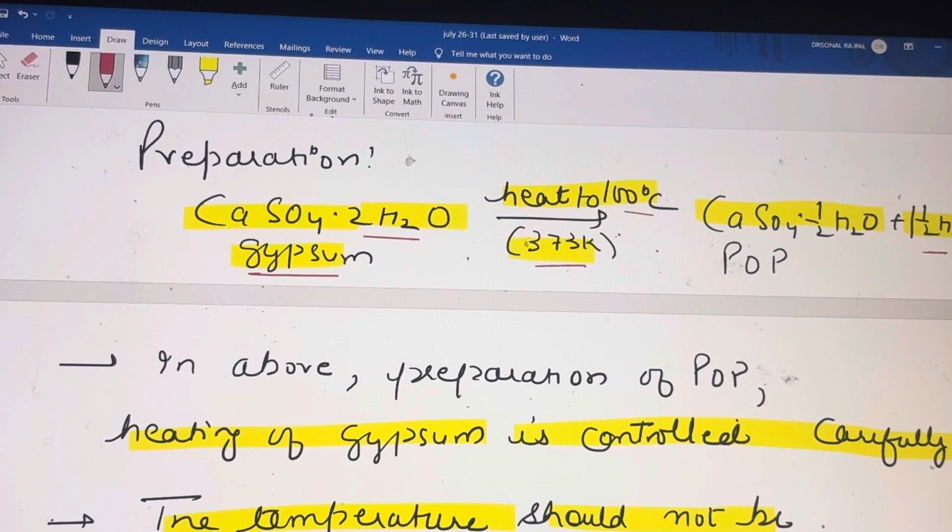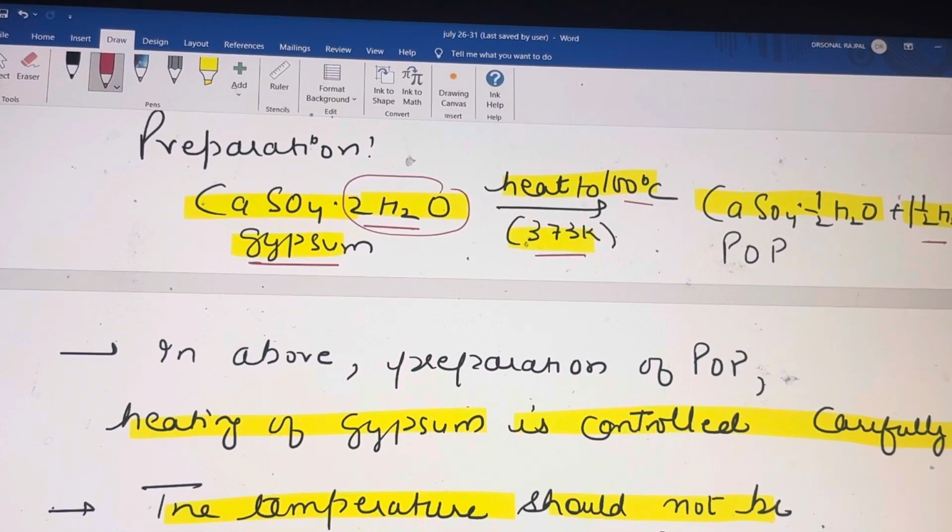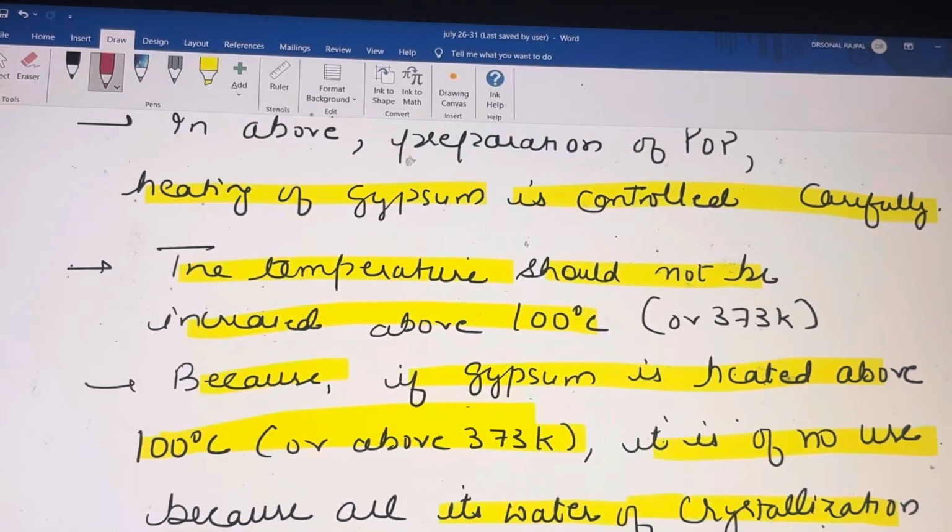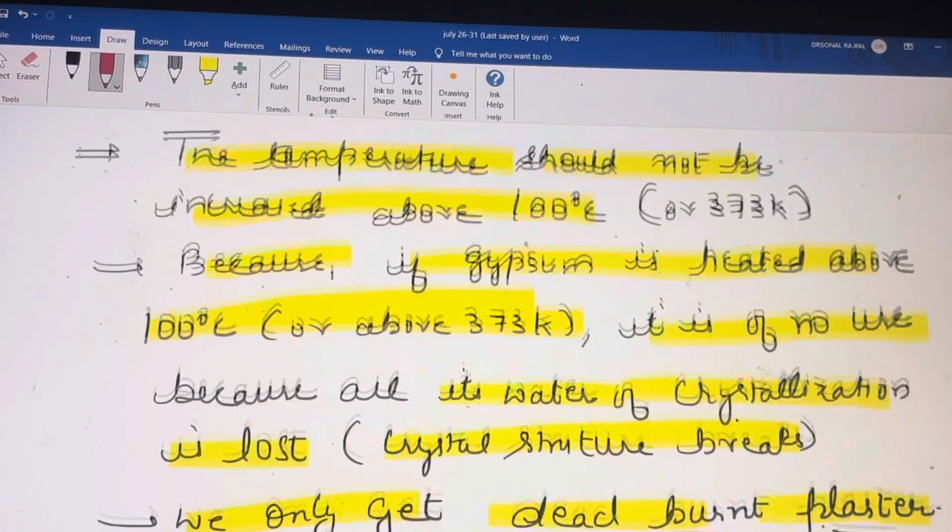If we are going to heat this gypsum above 100 degrees, then we will get nothing, we will get a dead burnt plaster which is of no use, because all the water of crystallization of the gypsum is lost, and we get only dead burnt plaster which is of no use.